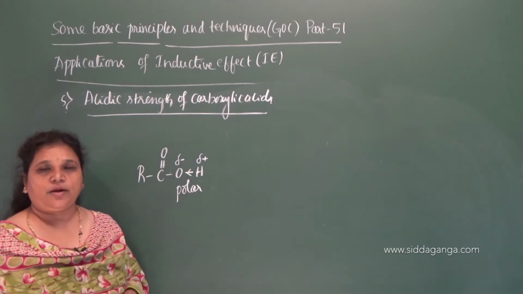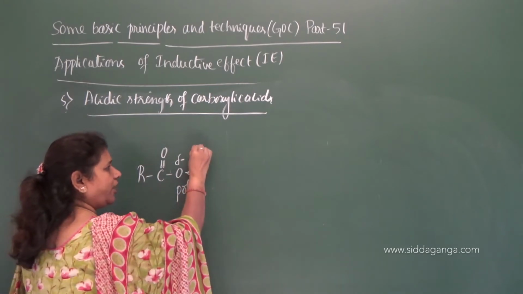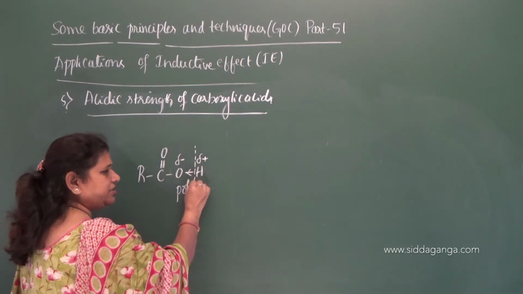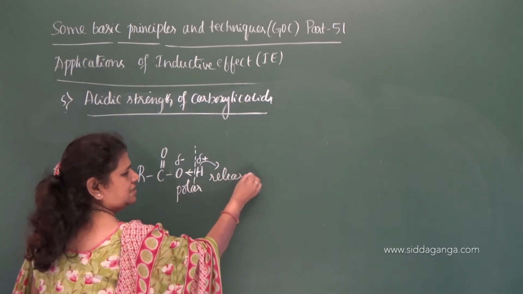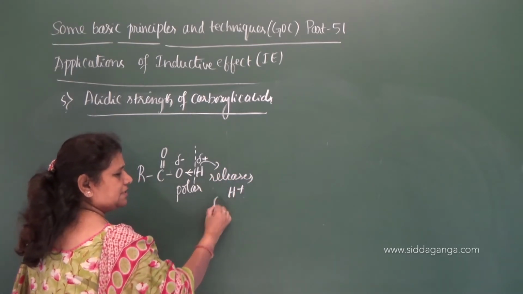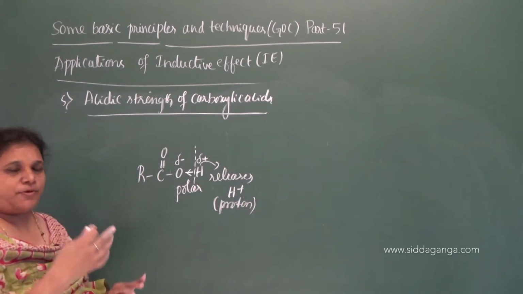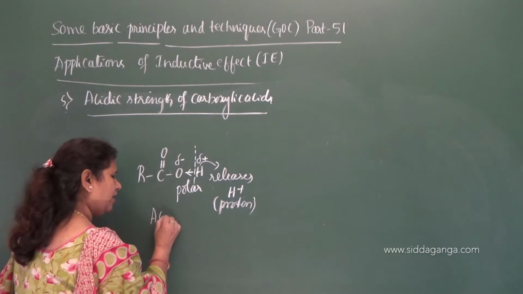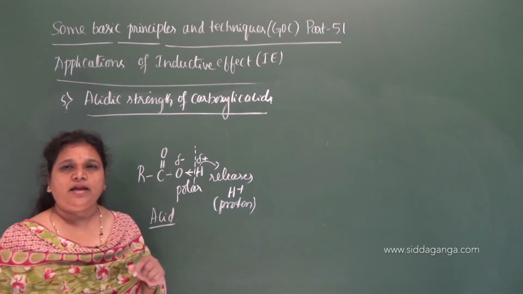Hydrogen atom acquires a partial positive charge. Then this OH bond undergoes heterolytic cleavage and it releases a proton. H plus is nothing but a proton. Since it donates a proton, it acts as an acid. A proton donor is nothing but an acid.